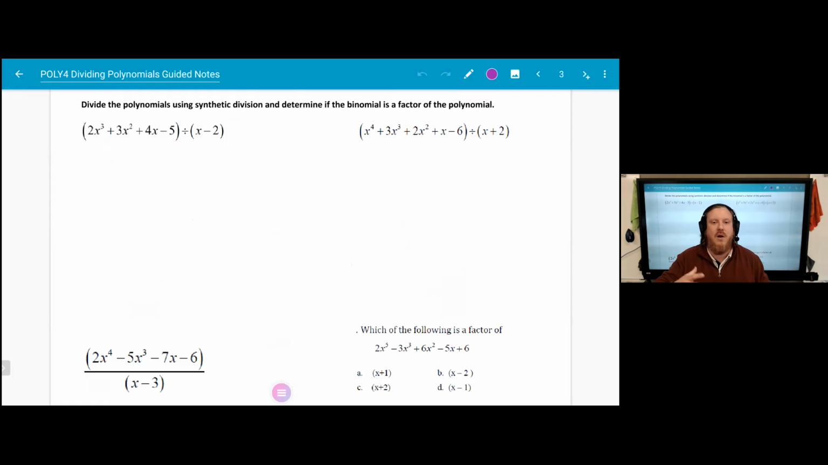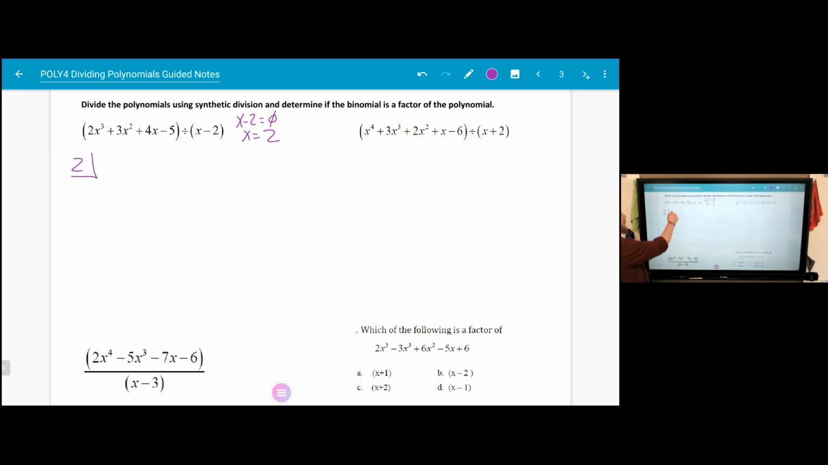But we got to use the math words, right? We got to make sure that we're all on the same page with the math speak. Let's look at this one here. I've got 2x cubed plus 3x squared plus 4x minus 5 divided by x minus 2. Get that house value. X minus 2, set it equal to 0, so x equals 2. I'm going to put that in the house.